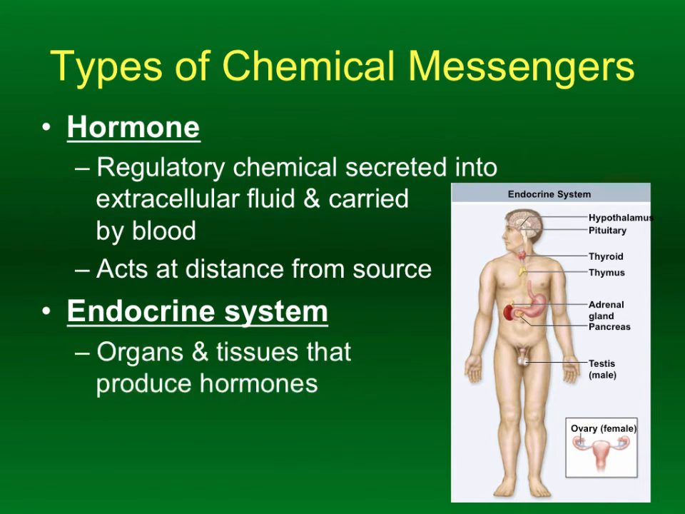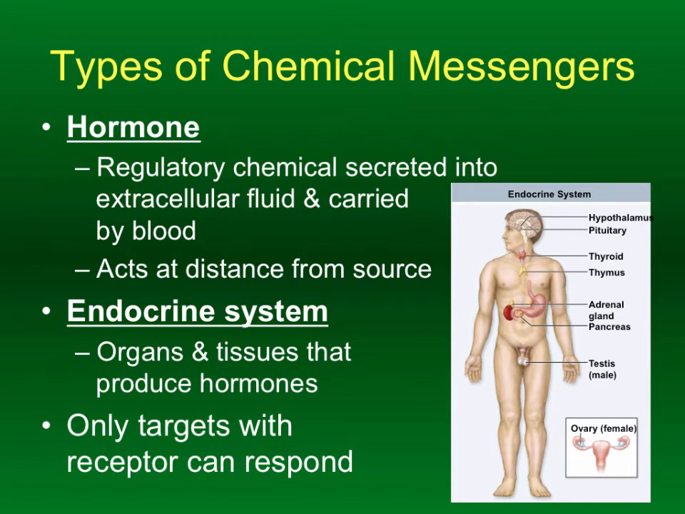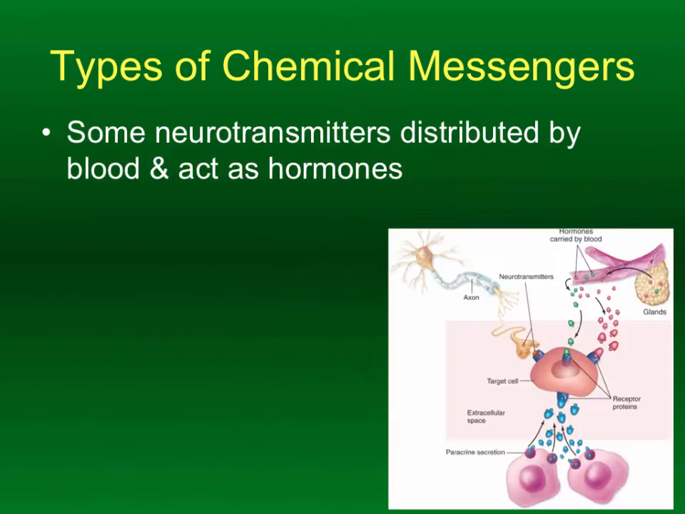The endocrine system is made up of all the organs and tissues that help produce hormones and release them out into the blood. Again, can't emphasize this enough: only cells that have receptors are able to respond to these hormones. So even though these chemicals go into the blood and might encounter tons of different cells, tissues, and organs, only those with the right receptors are able to detect and respond to those particular hormones.